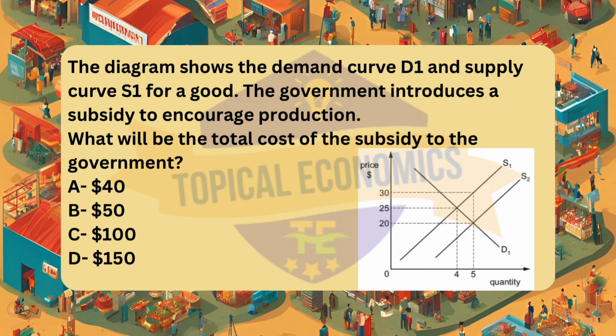Next, we see the quantity sold. From the diagram, the quantity sold after the subsidy is introduced is 10 units, at the new equilibrium after the subsidy has shifted the supply curve. Finally, the total cost of the subsidy is calculated by multiplying the subsidy per unit by the quantity sold. Total cost equals subsidy per unit times quantity sold equals 5 times 10 equals 50.